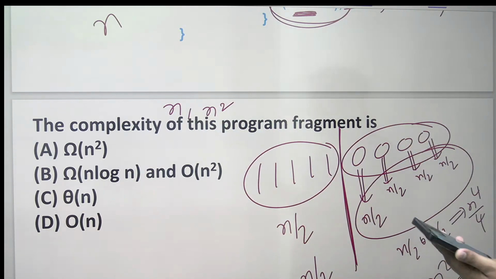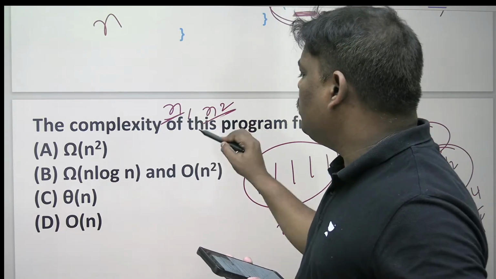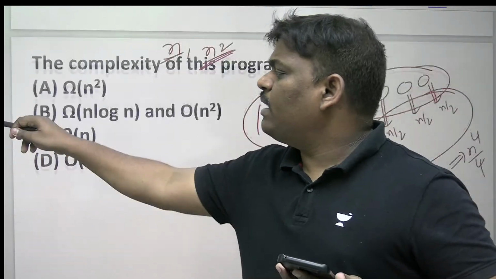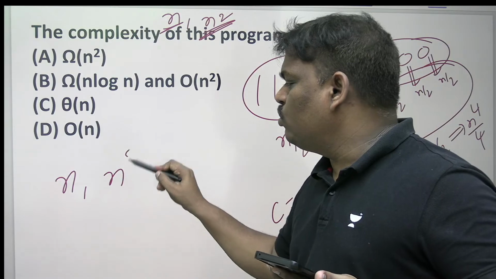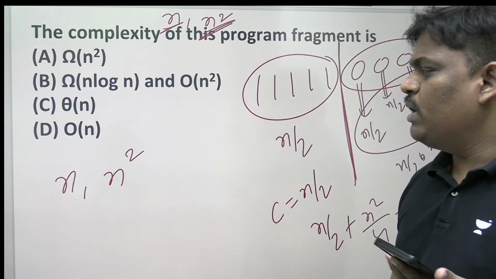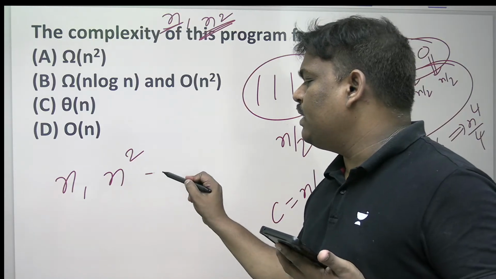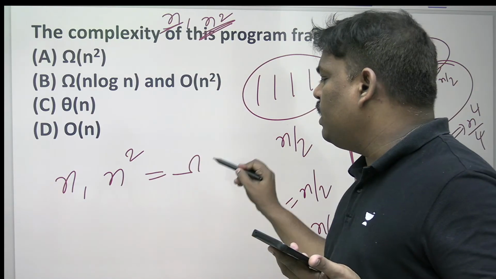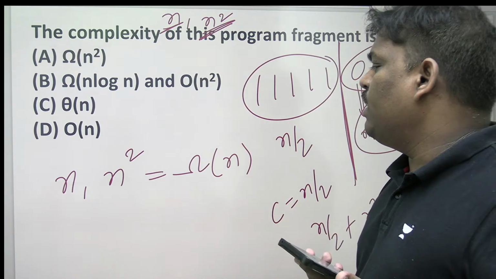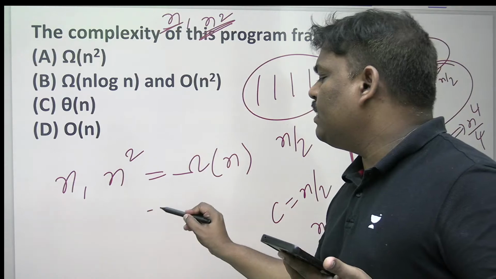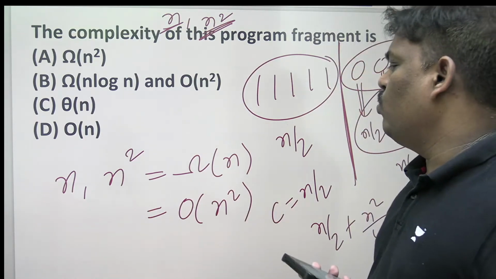This program's time complexity, minimum is n, maximum is n square. This program is having two behaviors. This can be written as omega of n, and this can be written as big O of n square.